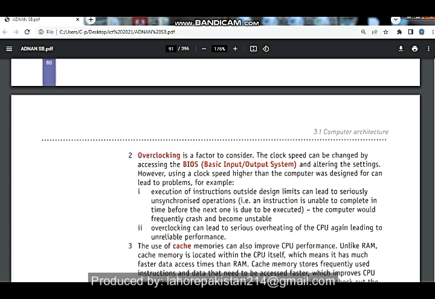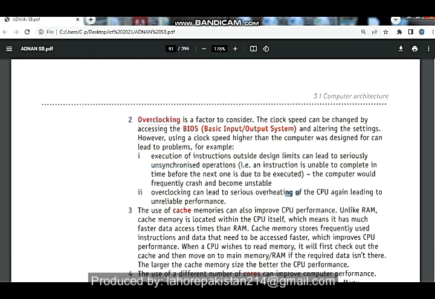You have to keep this in mind, that if you go beyond a certain limit, the operations of the computer will start becoming unsynchronized, and it can lead to overheating of your computer also. So overclocking can be done only to a certain limit.